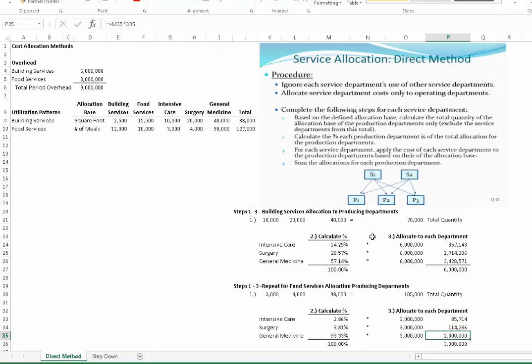I will do a part 2, which will be the step down method, using the same information, but the allocation and the way it's done is just a little bit different.